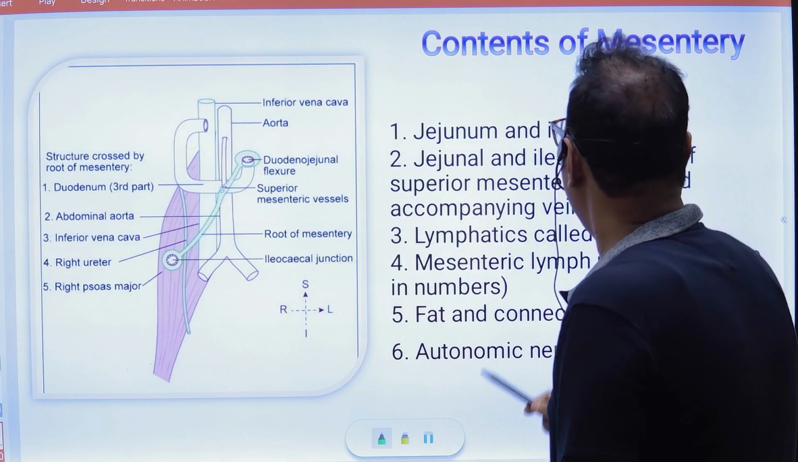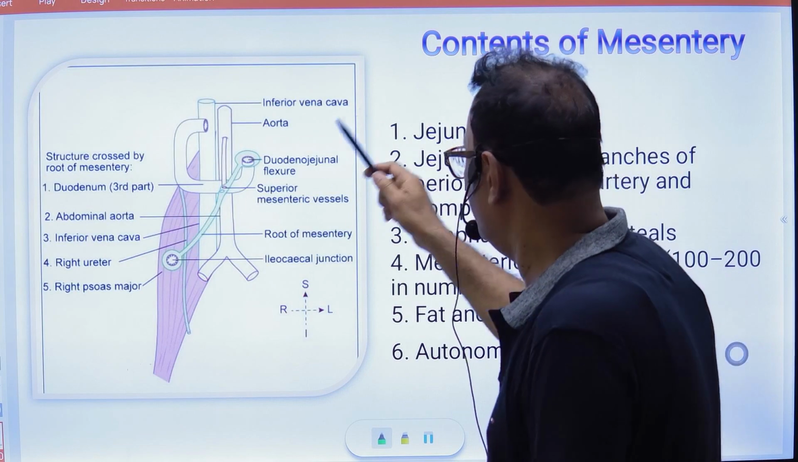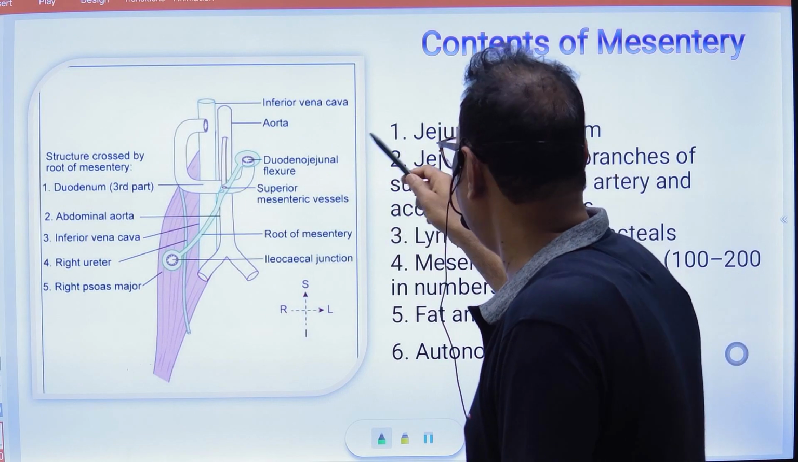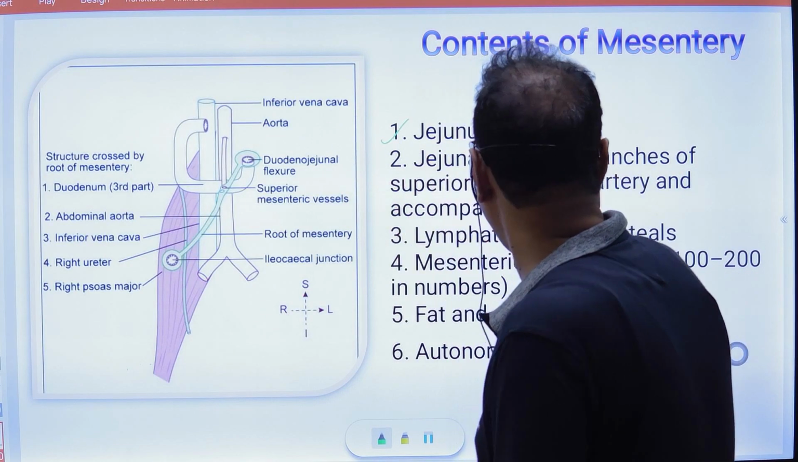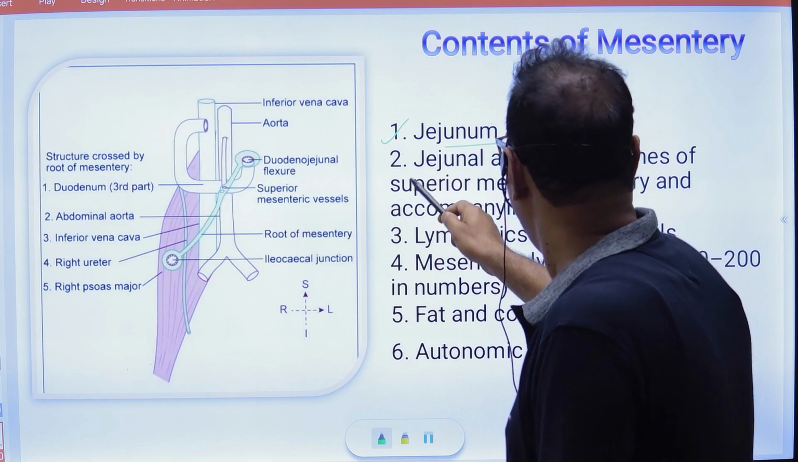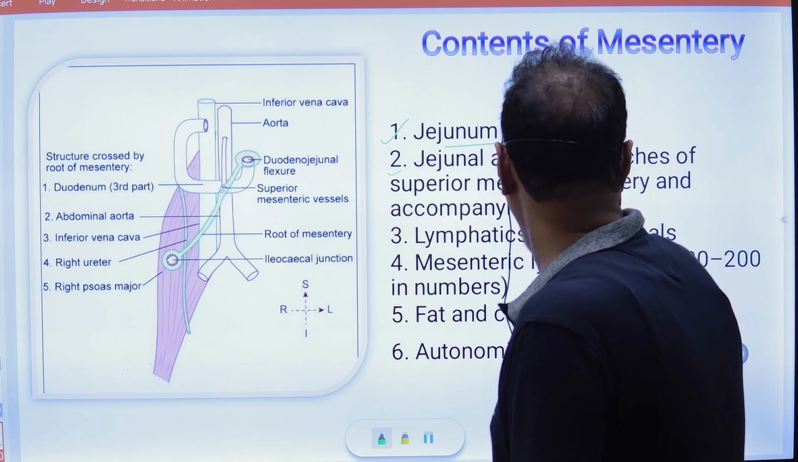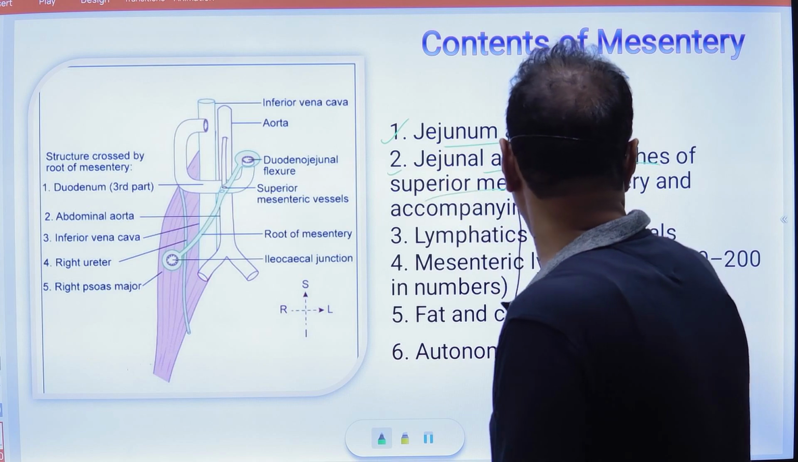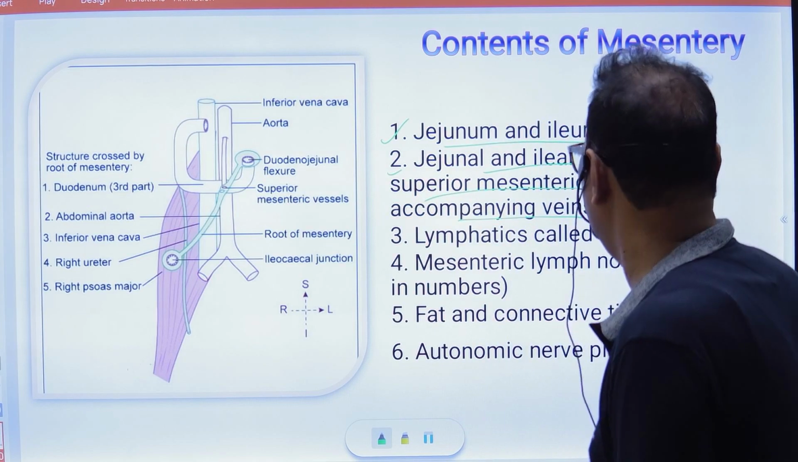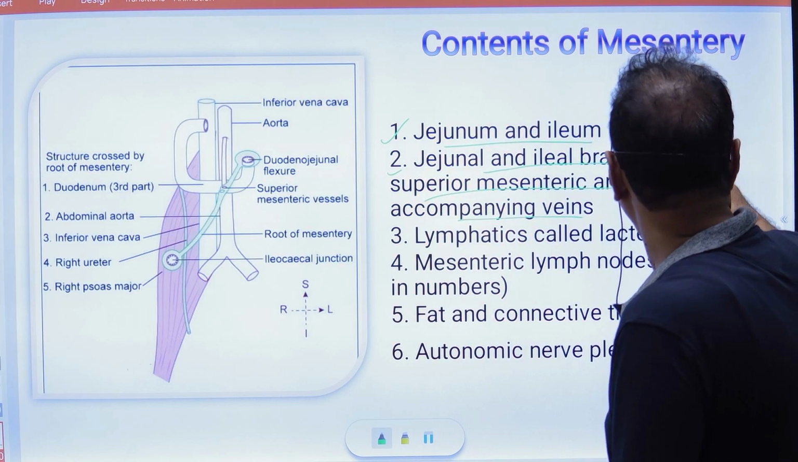So what are the contents of the mesentery? What will it contain? The contents in the free border are the jejunum and the ileum, the jejunal and ileal branches of the superior mesenteric artery, and accompanying veins through the mesentery.